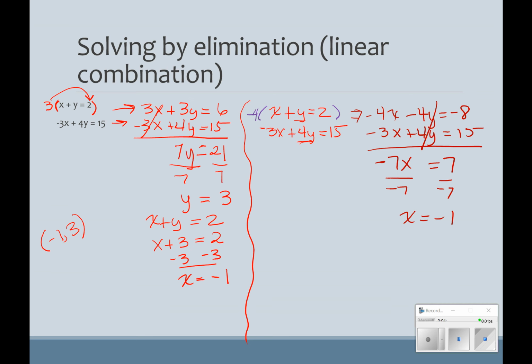And then I'm going to plug it in. I'm going to use the easier equation, the x plus y equals 2. So negative 1 plus y equals 2. If I add 1, y equals 3. So notice I got the same answer, negative 1, 3. So there's lots of different scenarios that you can use to solve this system.